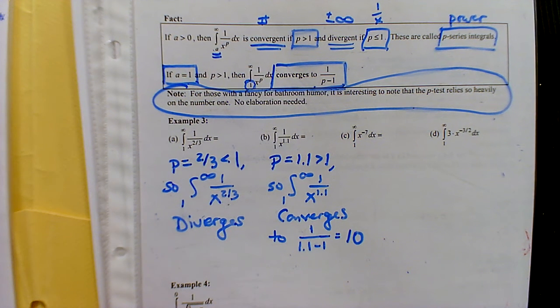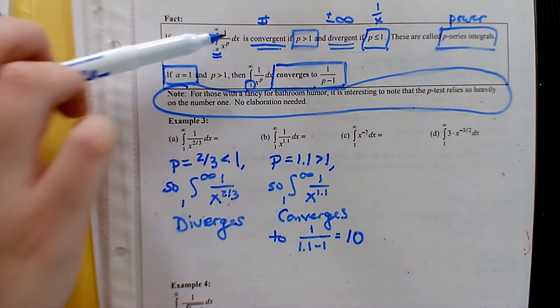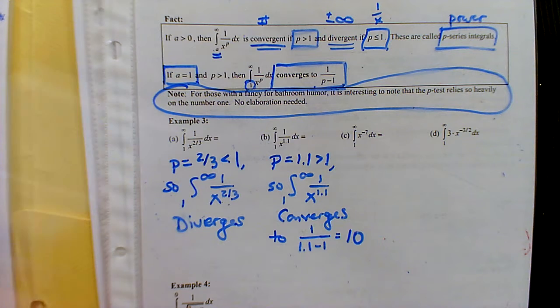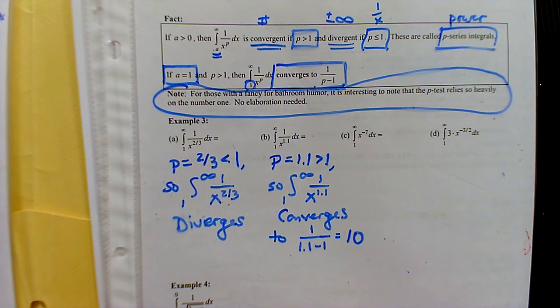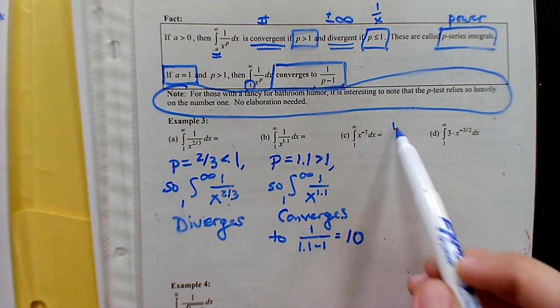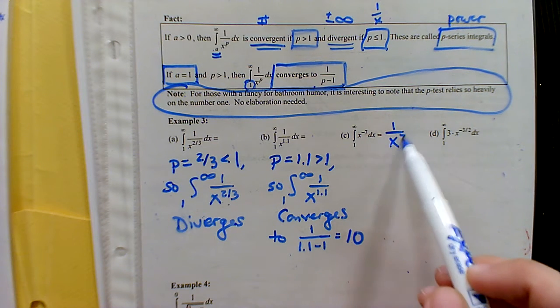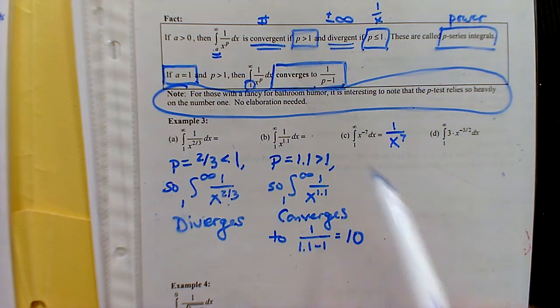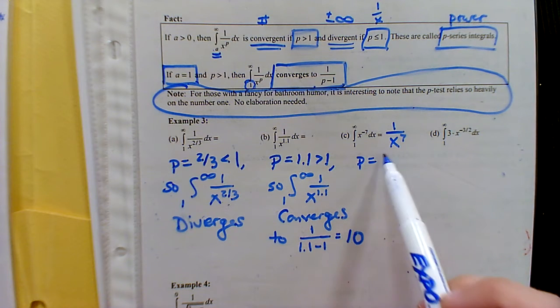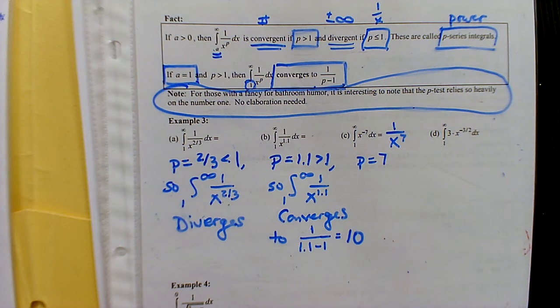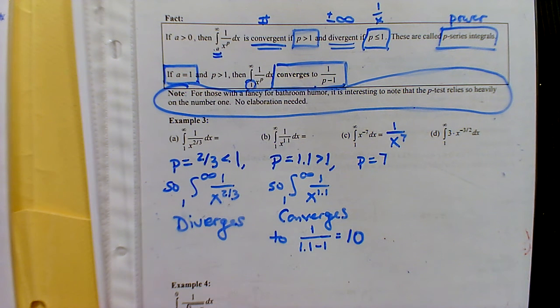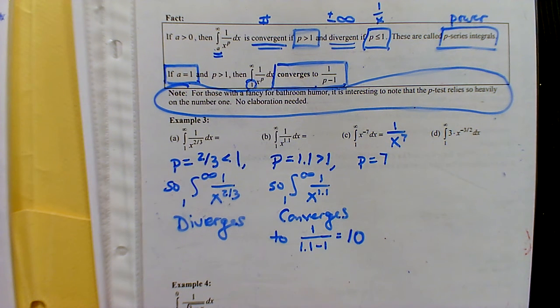All right, C is a little different because it doesn't really have that format of a p-series that we're looking for. We want 1 over x to a power. Can we rewrite that as a p-series? What would that look like? 1 over x to the 7th, okay? So our power is 7. Notice how at the initial glance at it, you might think it's negative 7, okay, but that's not the case. We want it to be 1 over x to a power. 7 is bigger than 1.